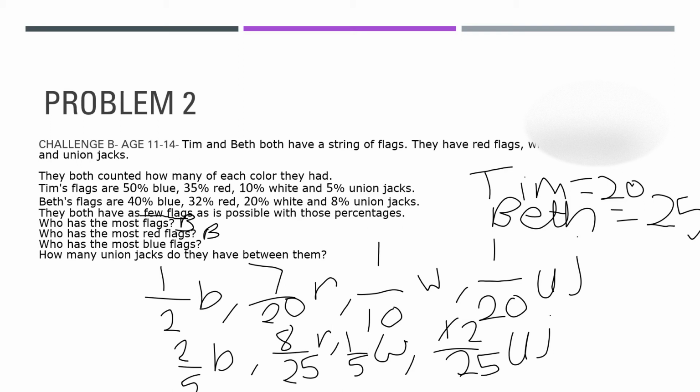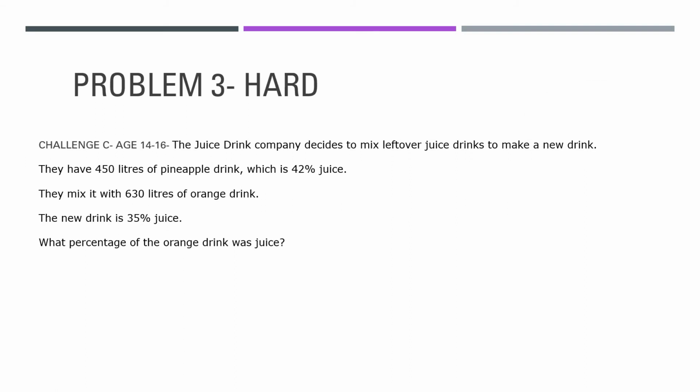So let's make that into 25ths. So times 5, 2 times 5 is 10 blue. And here is also 10 blue. So they both have equal. And how many Union Jacks do they have between them? So Beth has 2, Tim has 1, so they have 3. So let's go on to the final and the most trickiest question.